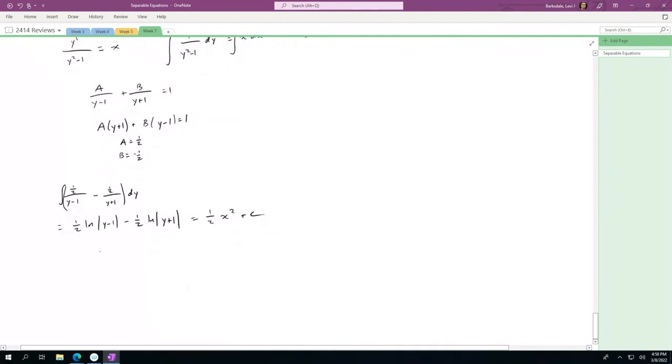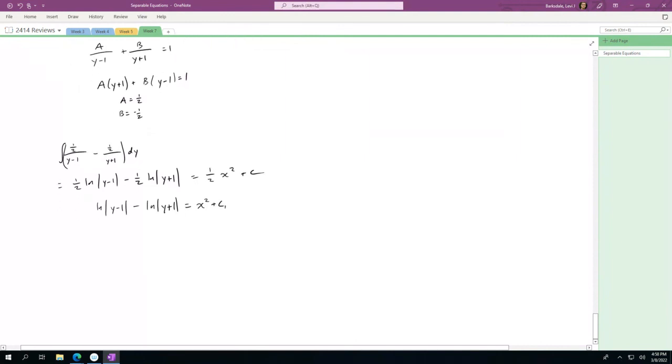Multiplying everything across by 2, I get that the natural log of y minus 1 minus the natural log of y plus 1 is equal to x squared plus c1. Now I can combine the natural logs on my left-hand side using one of my log rules. I know that if I have a difference of two logs, I can write it as the quotient on the inside. And now I can exponentiate both sides, so I get y minus 1 over y plus 1 is equal to c2 e to the x squared.